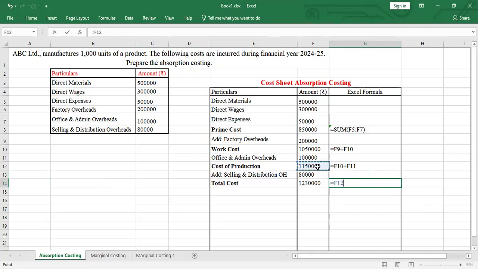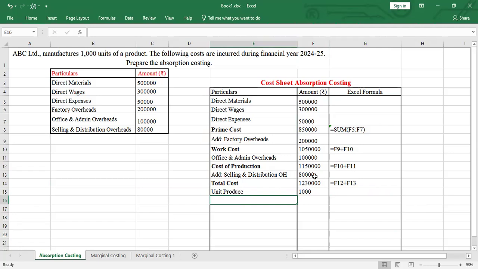Here also it is simple. Cost of production plus selling and distribution overhead. Now unit produced. How many units we have produced? That we have to divide, and we will be getting cost per unit. Unit produced, we are producing 1000 units.